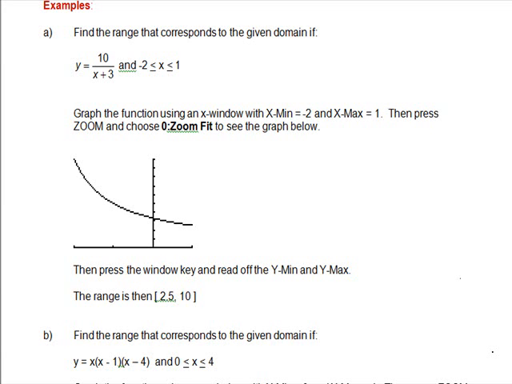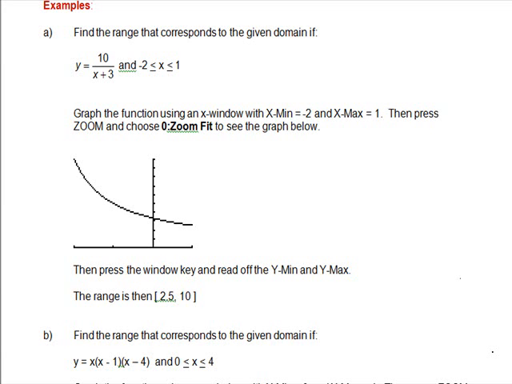Suppose I want to find the range that corresponds to the given domain if our function is y equals 10 divided by the quantity x plus 3, and the domain we're going to use is negative 2 is less than or equal to x, which is less than or equal to 1. Or in other words, the x's between negative 2 and 1, including x is negative 2 and including x is 1. So what I'm going to do is graph the function on my calculator.